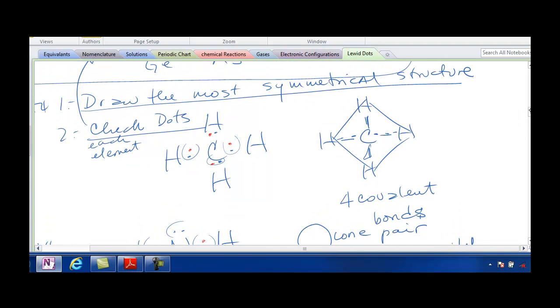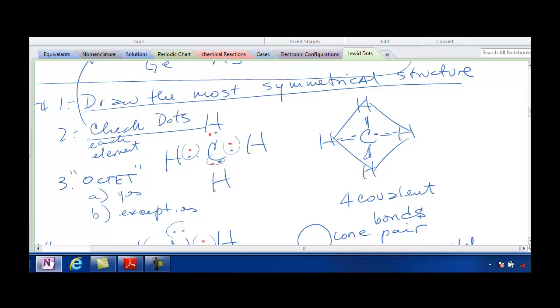Okay, so these were all ionic, and then we move to covalent. Quick review on covalent. We first draw the most symmetrical structure. We check the dots for each element, and then we finally try to obey the octet rule, if possible. You start there. We're going to see that sometimes the octet rule is obeyed. So yes, the octet rule happens. Or there are compounds which are going to be exceptions of the octet rule. We'll look at a few more today.